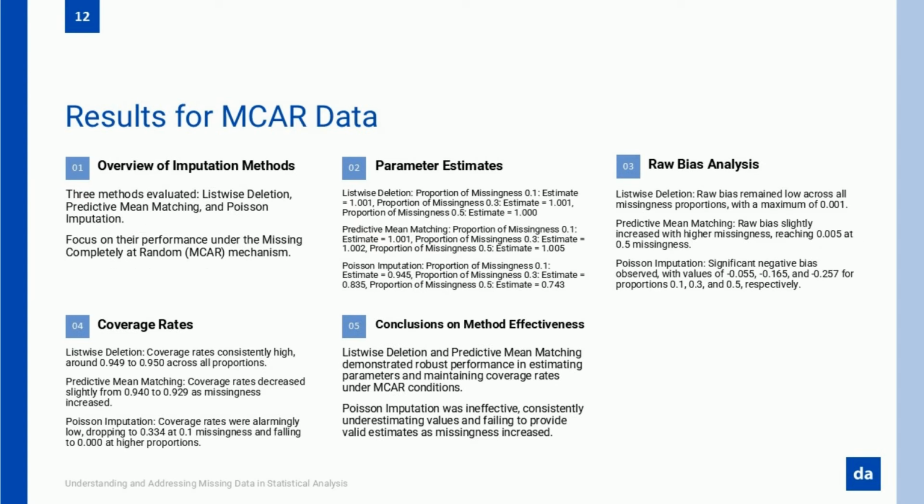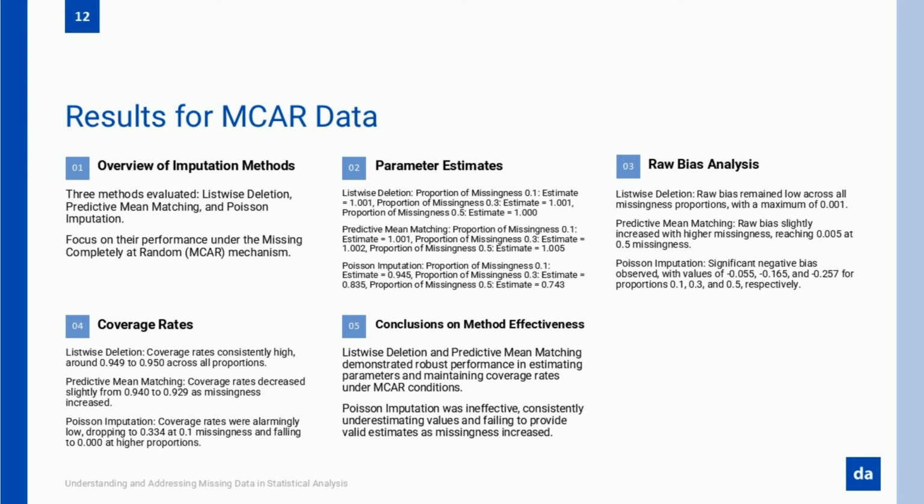Imagine a detective trying to solve the mystery of missing data in a statistical case. Three agents are brought in to help solve the case: listwise deletion, predictive mean matching, PMM, and Poisson imputation. Each agent has a unique strategy to uncover the truth hidden in incomplete datasets. Agent listwise deletion takes a clean sweep approach. He removes any data points with missing values, ensuring the remaining evidence is pristine and unbiased. This method keeps things simple and straightforward, but it risks leaving out potentially valuable clues.